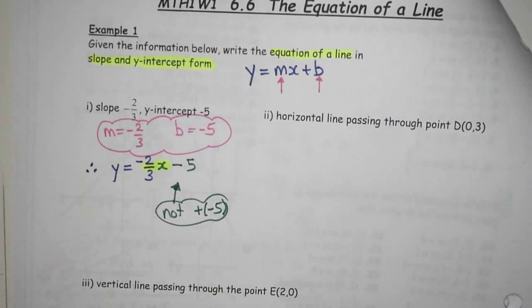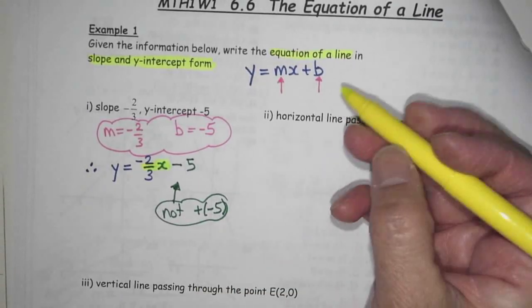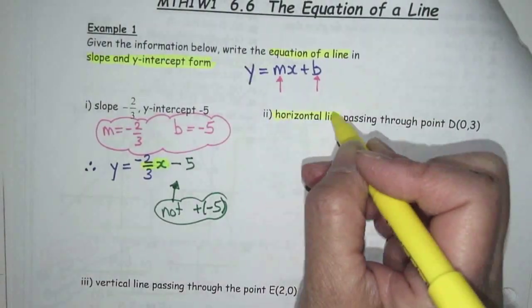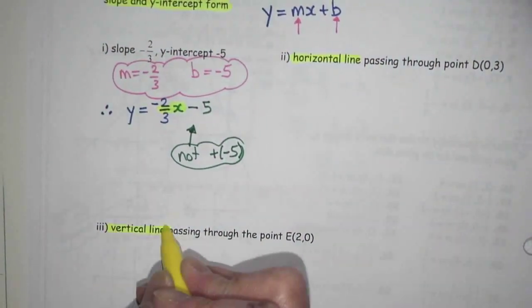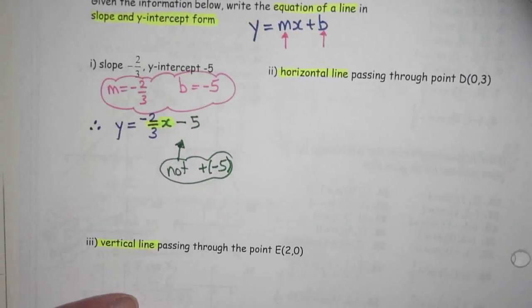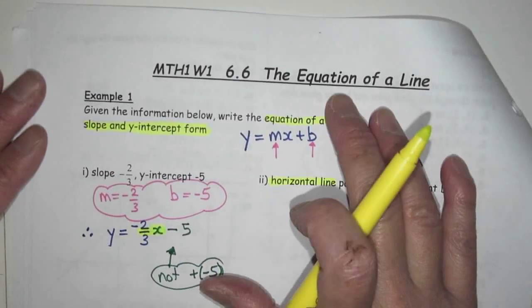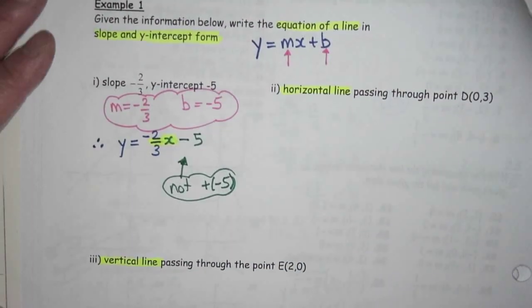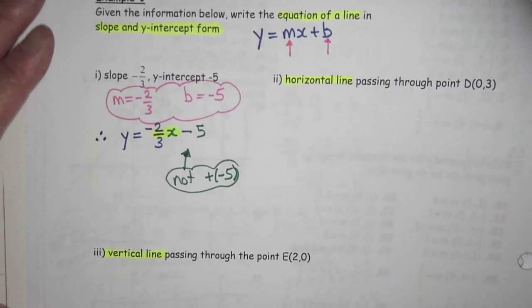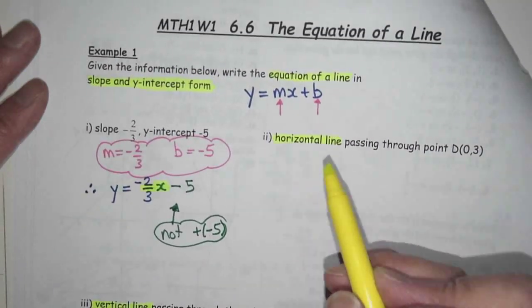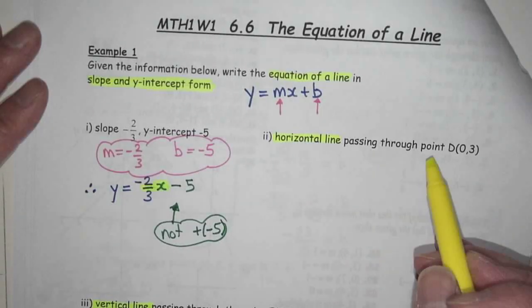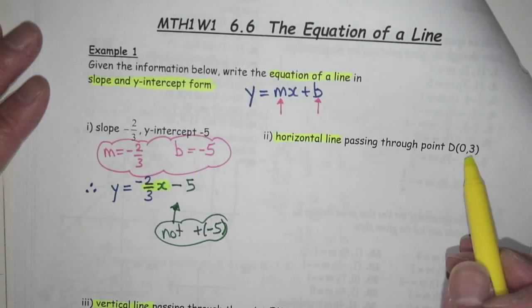Next one, the horizontal and the vertical lines are considered special cases. I do need you to know these because, again, we're going to use this forever and ever. So 6.6 is still the equation of a line like we did in 6.1, but what we're doing here is just repeating and repeating so that you get comfortable. So, a horizontal line going through this point.